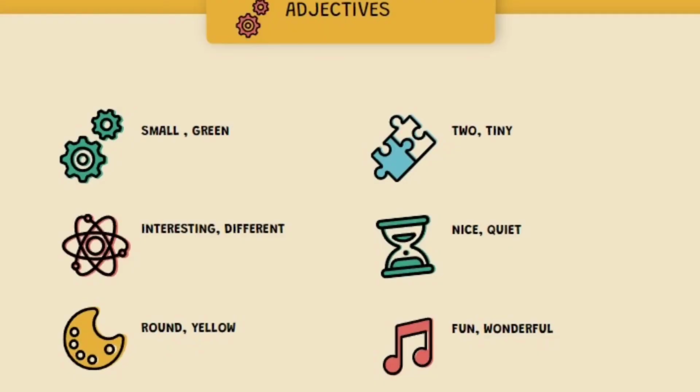We can also review the other topic that we're going to see, in this case, adjectives. Okay, for example, these that I have here indicate small and the color green. Those are describing the nouns. And then we have interesting and different. Below we have round and yellow. Two is also an adjective. Numbers are adjectives. Remind them of that, okay? Tiny, nice, quiet, fun, and wonderful. And there are so many. Have them also participate in telling you the different kinds of adjectives.